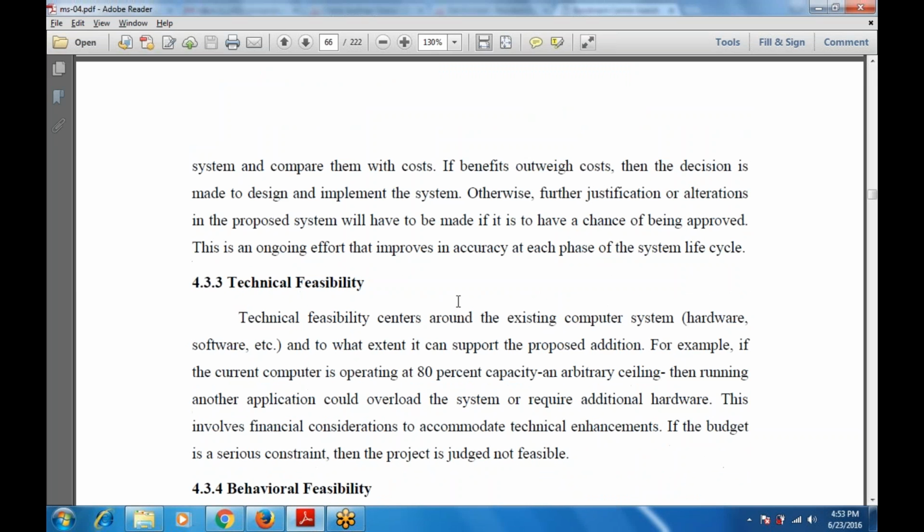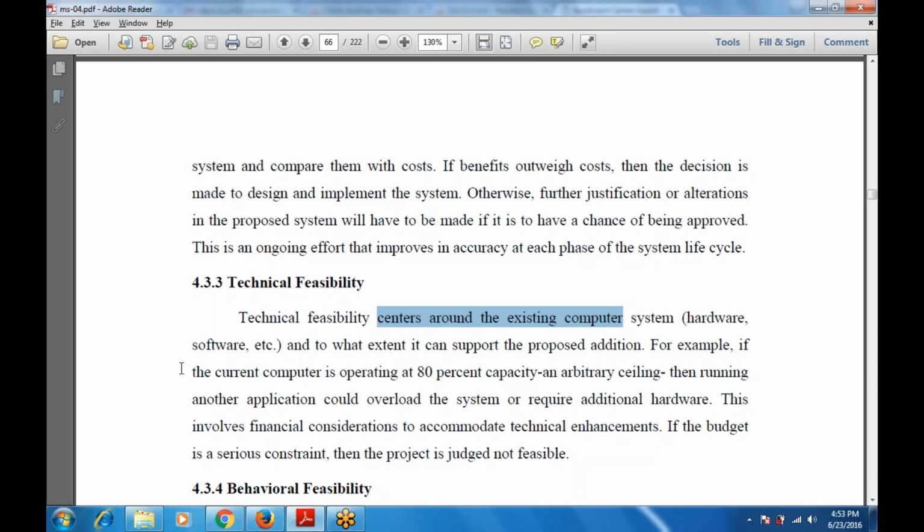Next one is the technical feasibility that centers around the existing computer system. Centers means that it focuses on the existing computer system, that is the hardware, software, and so on, and to what extent it can support the proposed system. That is, to what extent it will support the proposed system for addition.